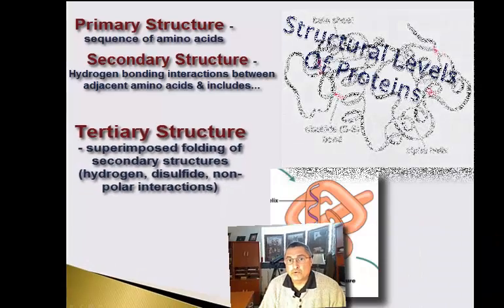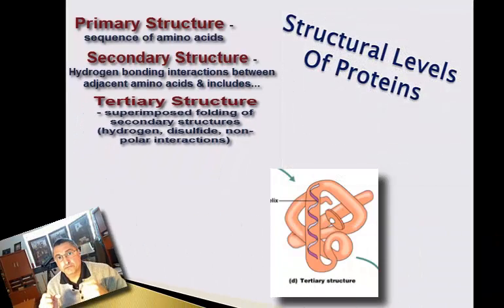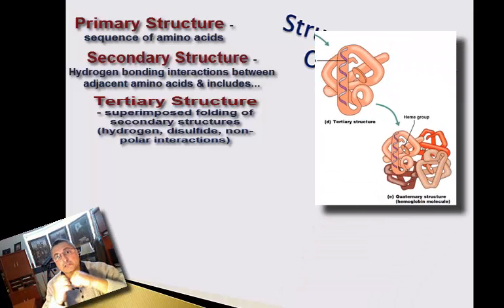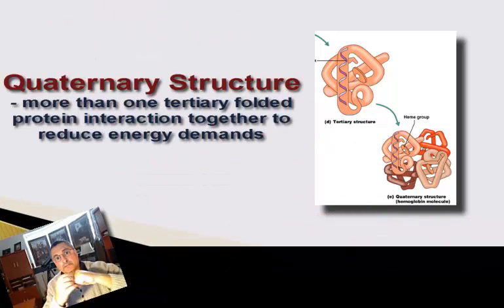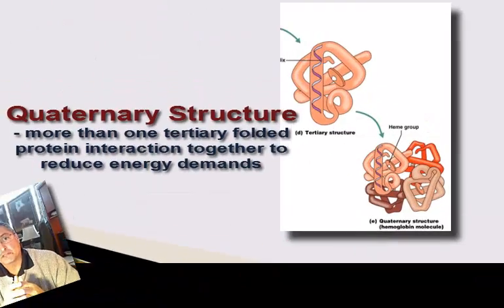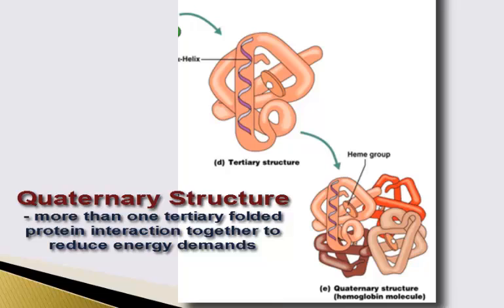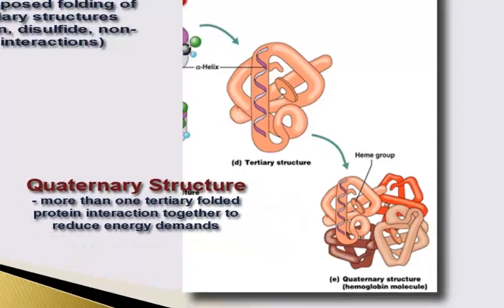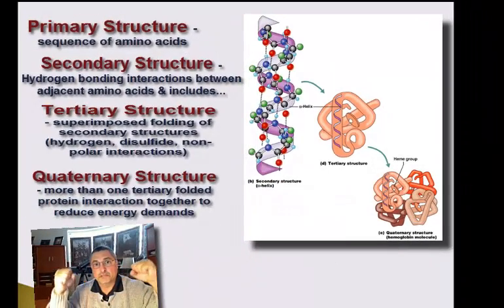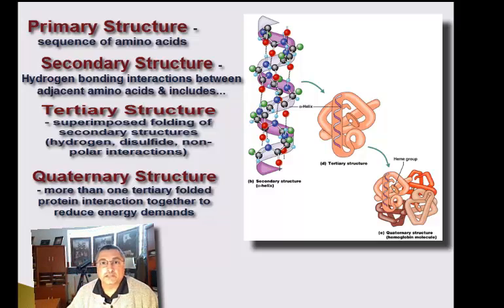Now, if we see more than one tertiarily folded protein interacting with one another in space, then we know that as quaternary. Now, quaternary, the best example I can think of is hemoglobin. With hemoglobin, we've got 4 different tertiarily folded molecules interacting with one another in space to create the hemoglobin molecule. So hemoglobin molecule has 4 subunits, each subunit individually active, but as a cluster working together. They do that to save energy.